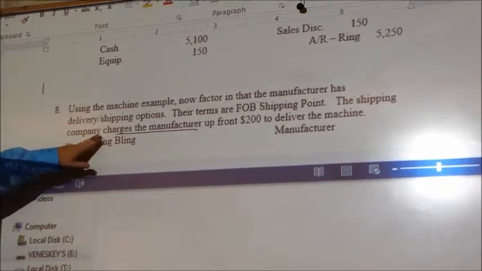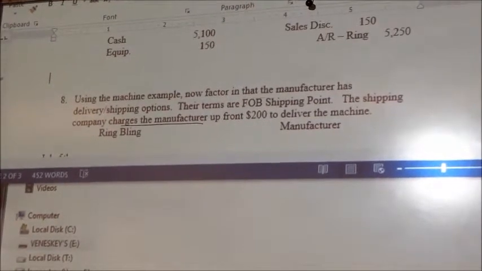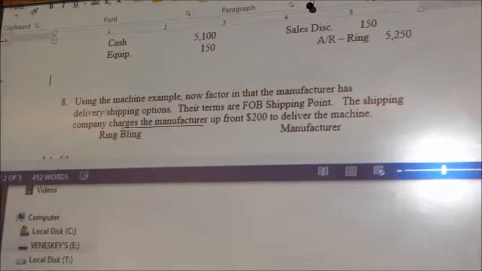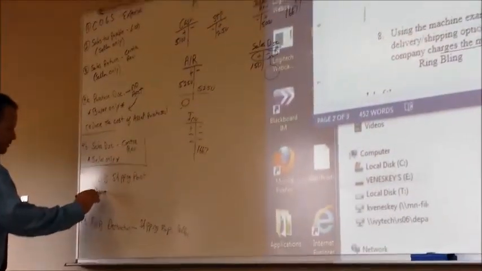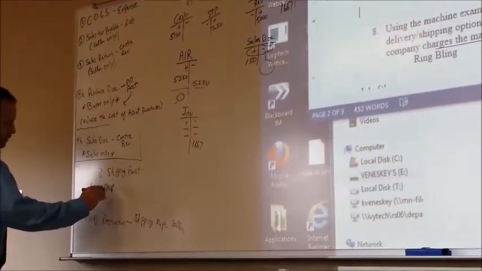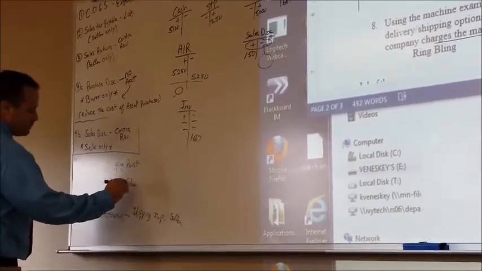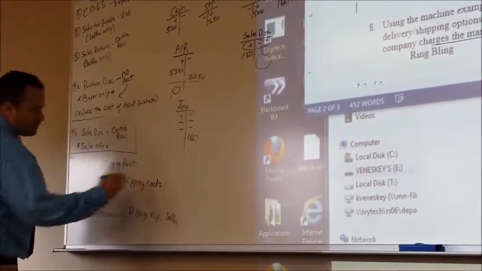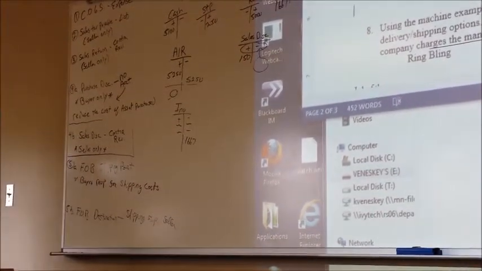Okay, so the manufacturer is going to be charged up front. However, the terms are FOB shipping point, meaning that the buyer actually pays. So when it's FOB shipping point, let me add this in here. Buyer is responsible for the shipping costs. Regardless of who really pays it, you just may have to pay the seller back. But the buyer is ultimately responsible.